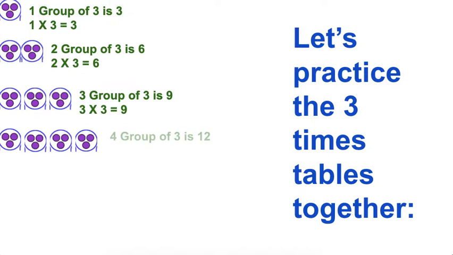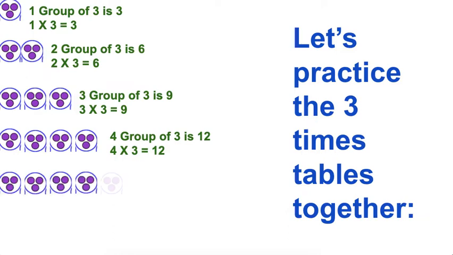4 groups of 3 is 12, and the times sum is 4 times 3 is 12. So however many blue groups you have, that's what starts the times table sum. You can see I have 4 big round blue balls. That's my group, so that goes 4. And times, how many is in each of them? It's 3 purple balls.